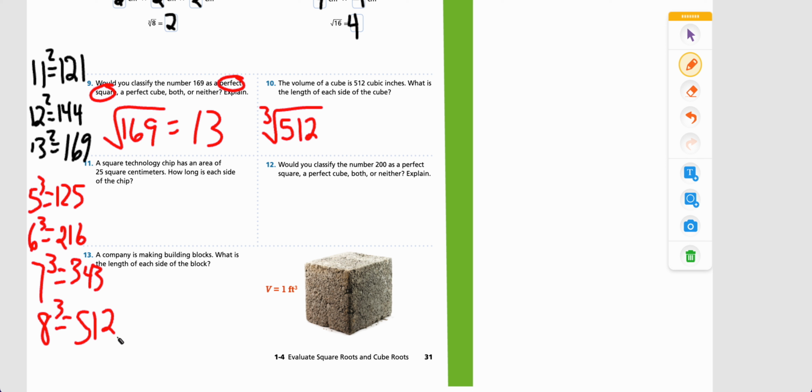512. It's 512. I knew it. Cube root of 512 is 8. So the length of each side of the cube is 8 inches. And we want to make sure we label stuff when we can.